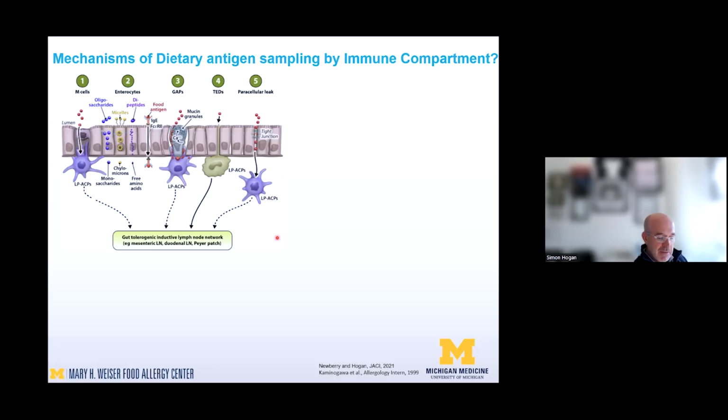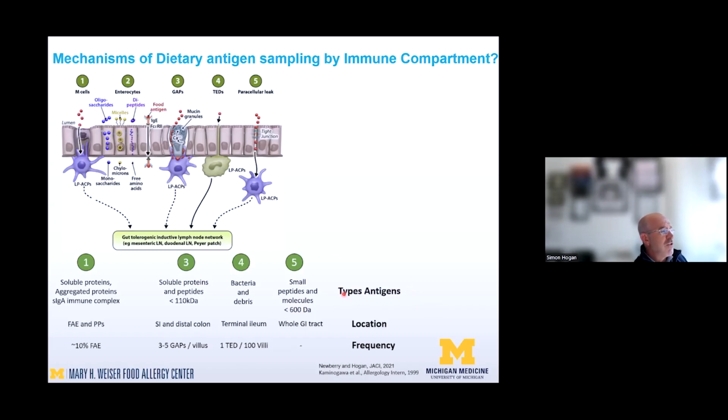So what are the unique characteristics of the frequency and the spatial and temporal localization of these mechanisms? You can see that these processes seem to discretely sample antigens of different complexity. The M cells seem to be able to sample soluble antigens or aggregated proteins, and are primarily involved in secretory IgA immune complexes because of the Fc receptor expressed on the M cells. They predominantly or only occur over follicular aggregates and Peyer's patches, and the frequency is about 10%.